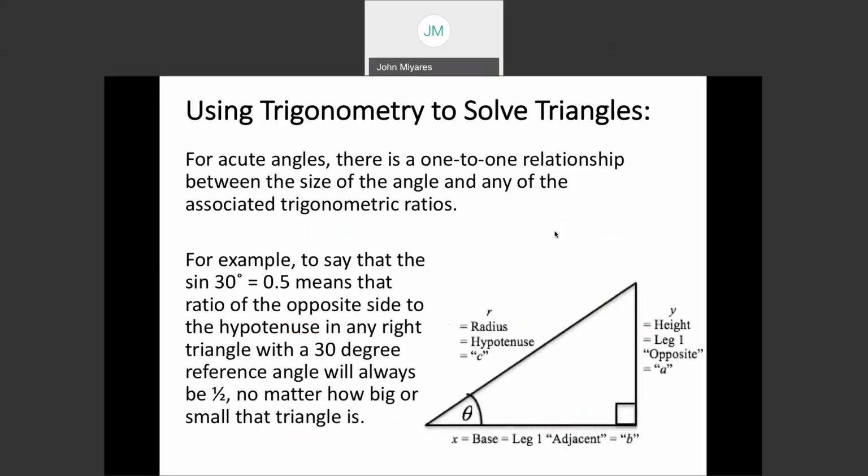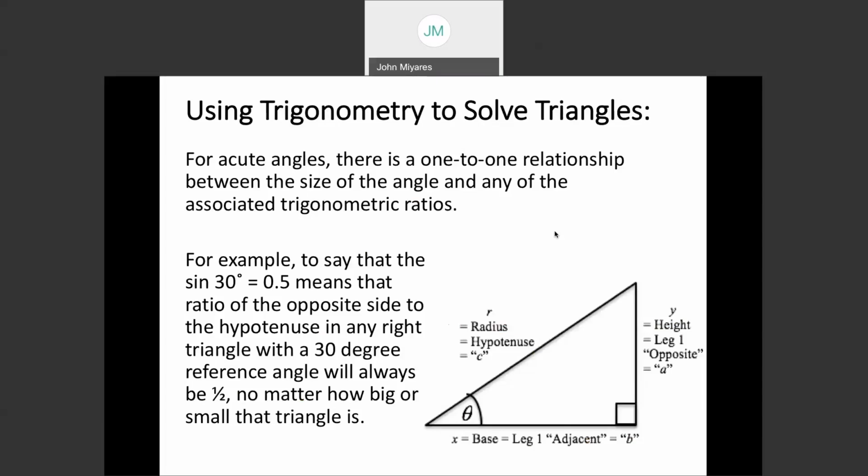For acute angles, there is going to be a one-to-one relationship between the size of the angle and any one of the associated trig ratios. That can be interpreted in multiple ways. When we talk about one-to-one functions, you have a function that not only for each x has only one y, but also for each y value has only one x. So for example, the sine of any angle will be unique for any acute angle, and that value will be something between 0 and 1. The bigger the angle, the bigger the sine value.